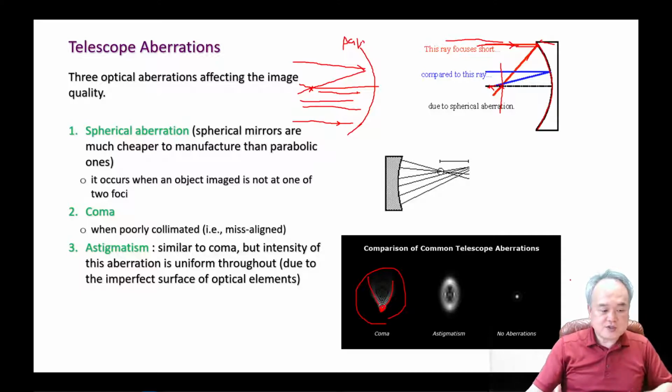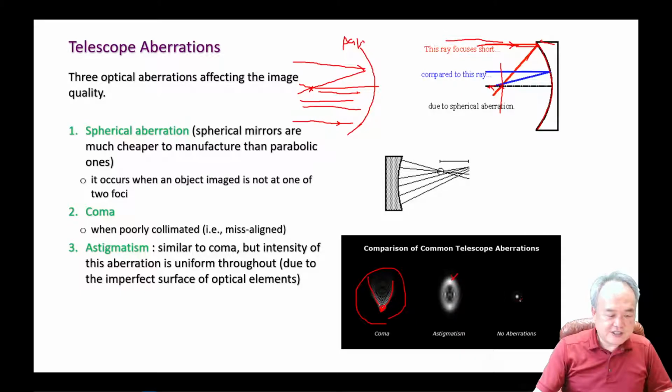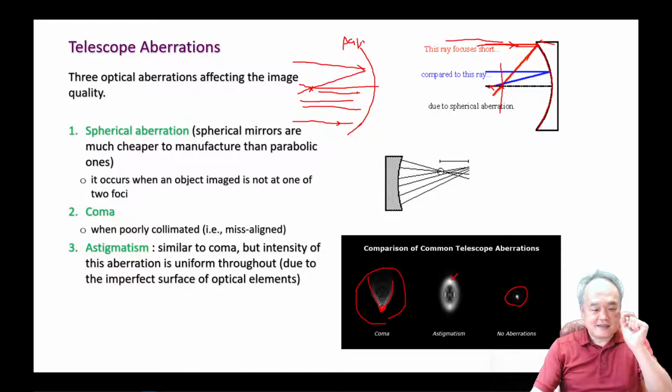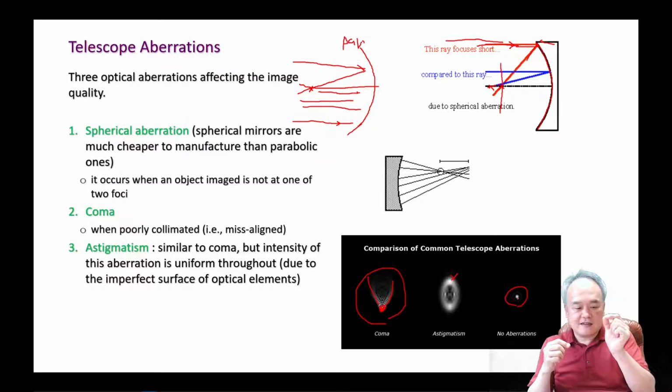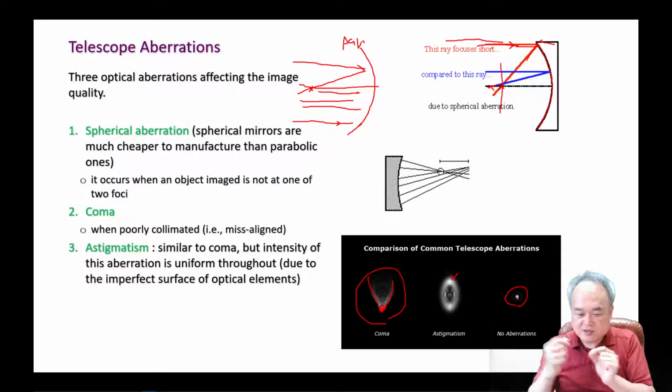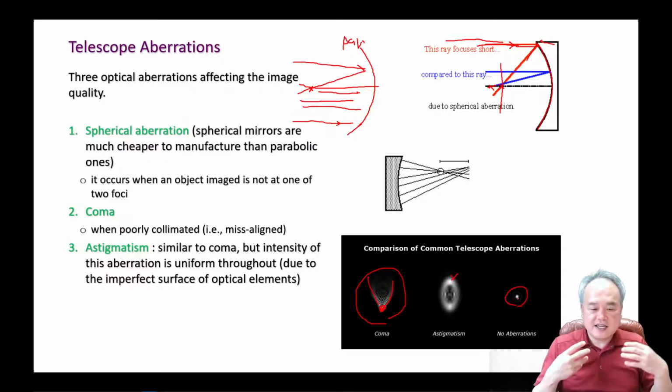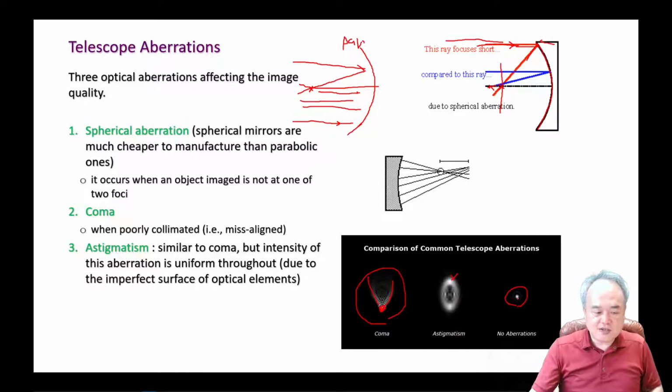Okay? So minimizing these types of aberrations, and creating a perfect, aberration-free, diffraction-limited observation, creating the perfect diffraction pattern of a point source, is the sign of a really highly tuned and well maintained telescope. Okay.